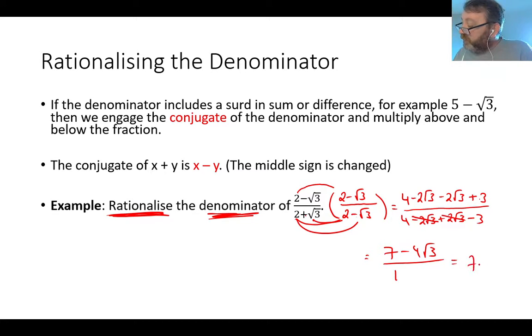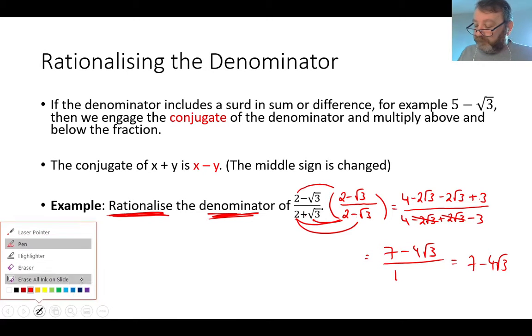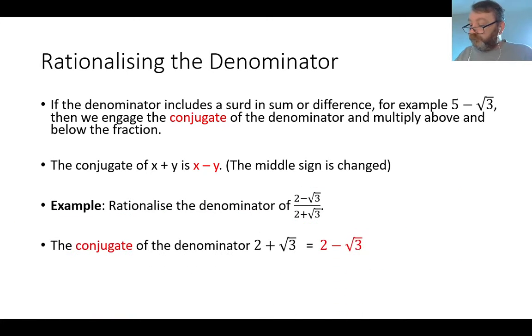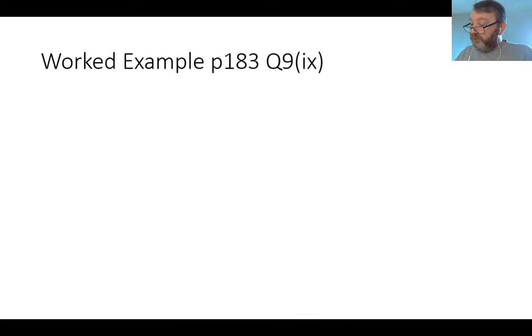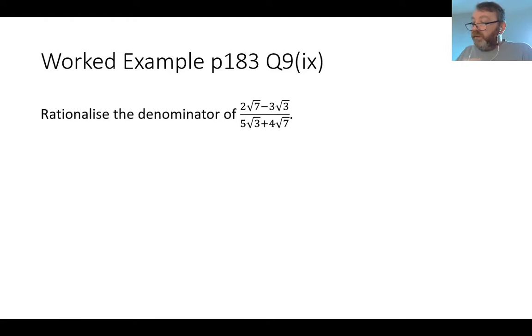So the answer comes out as 7 minus 4 root 3. And that's how you rationalize the denominator when the denominator contains a surd which is part of a sum or a difference. Okay. Now again, that's there for you. You can have a look at that in your own time. Page 183, question 9, part 9.